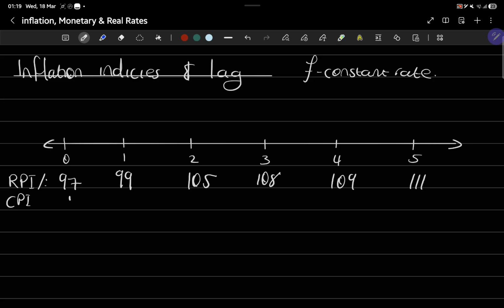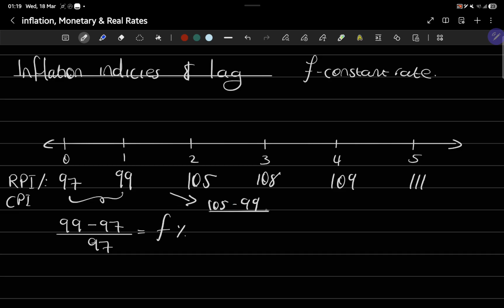So the growth during this period will be 99 minus 97 over 97. This is the equivalent inflation rate during this period. Likewise, the growth during this period would be 105 minus 99 over 99, which is the inflation equivalent for this period.